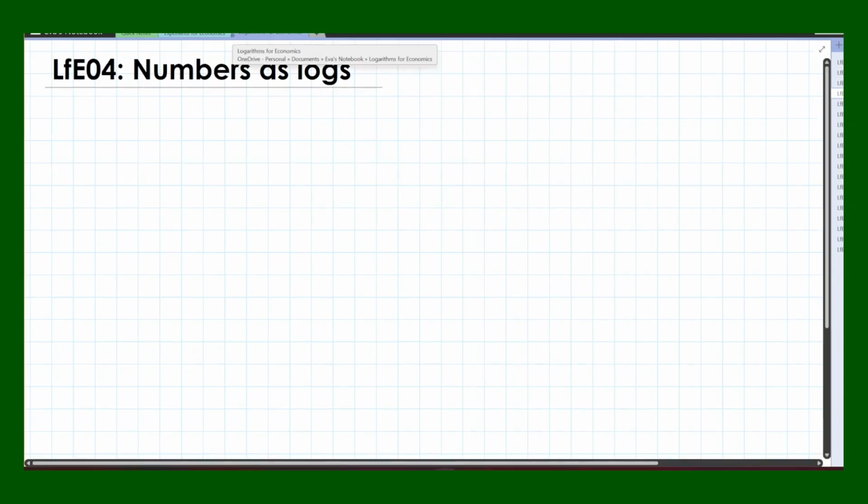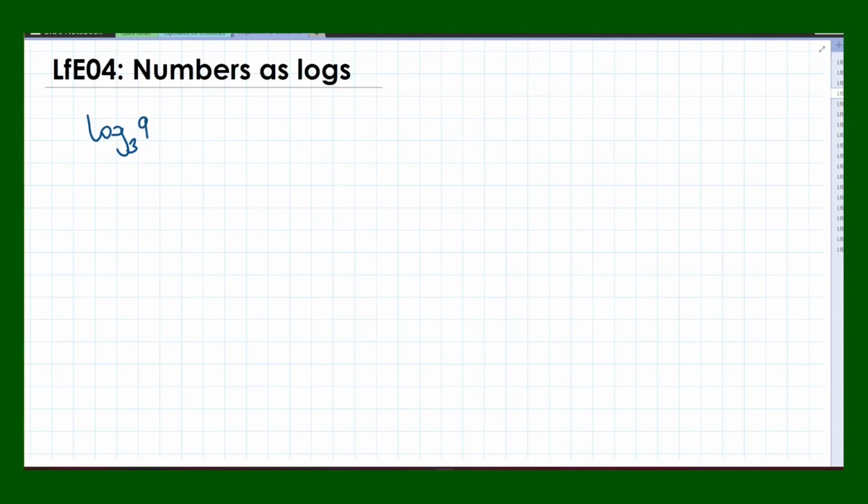Let's get started. If I show you log base 3 of 9, what do you think this is? Well, in my experience, for some of the students, as soon as they see the log expression, they straight away think, I don't know, this is a log expression. Why would I know? Well, remember, log is just another way of thinking about exponents.